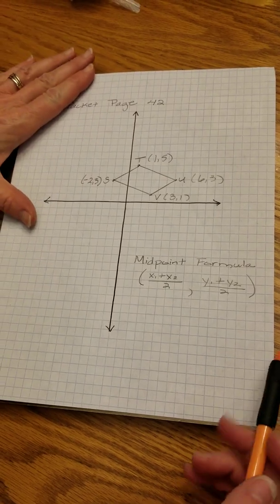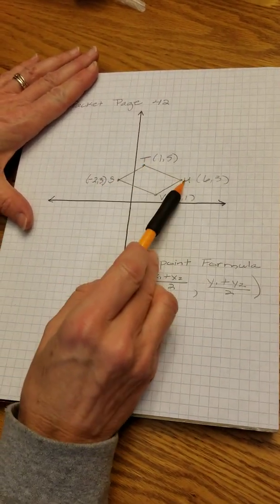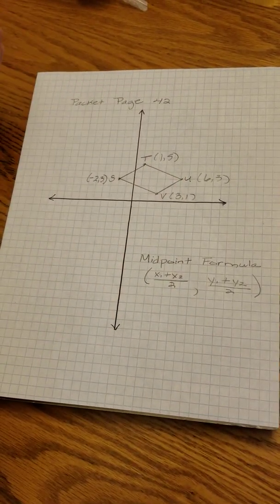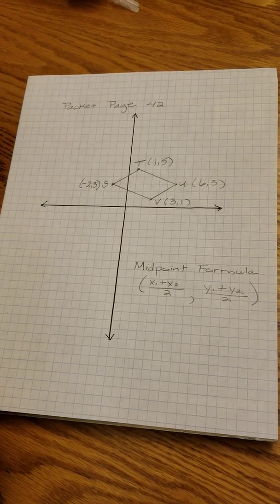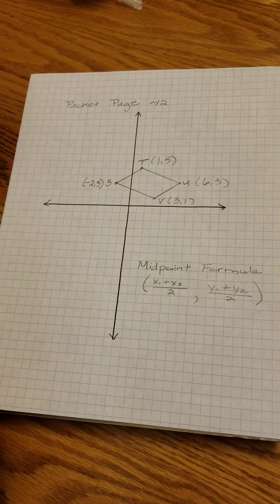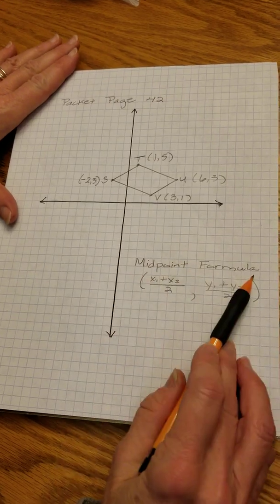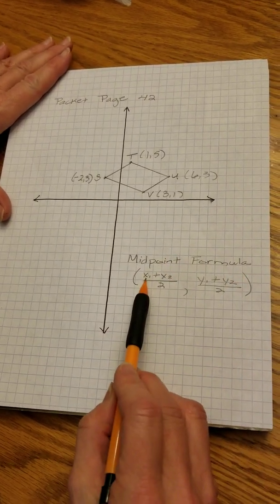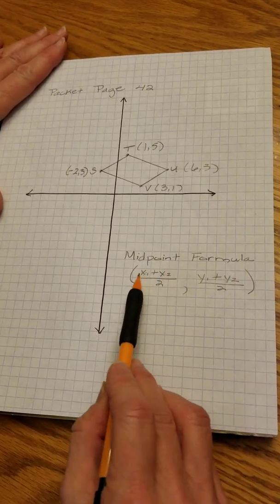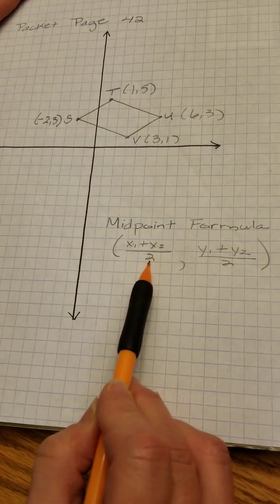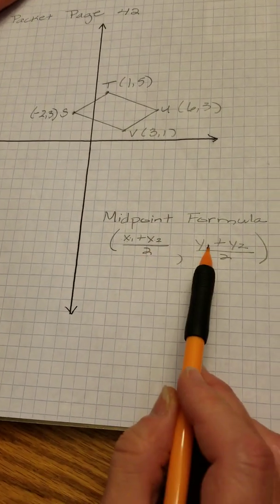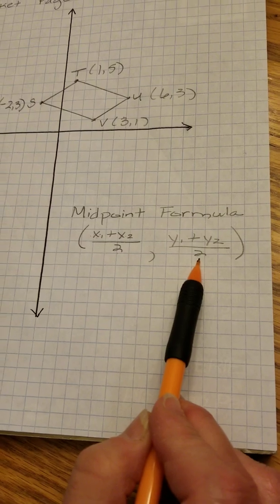So I went ahead and graphed the quadrilateral that we're trying to prove is a parallelogram. This is the same one from page 42. And what I'm going to use is the midpoint formula. The midpoint formula states that I take the two x values, add them together and divide by 2. I'm finding the average, and do the same thing with the y values.